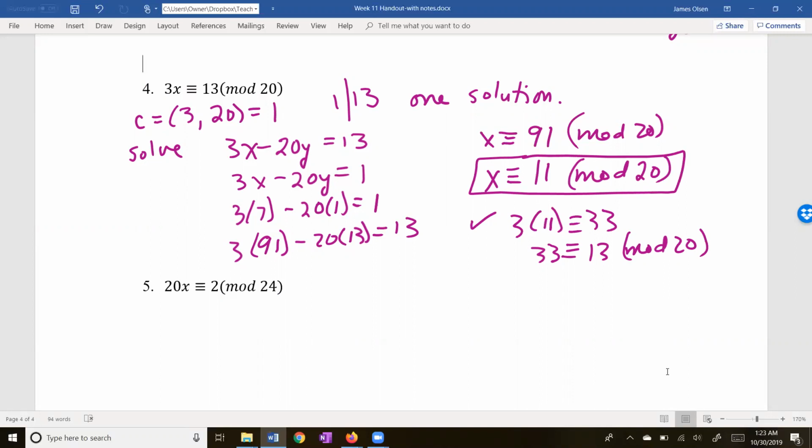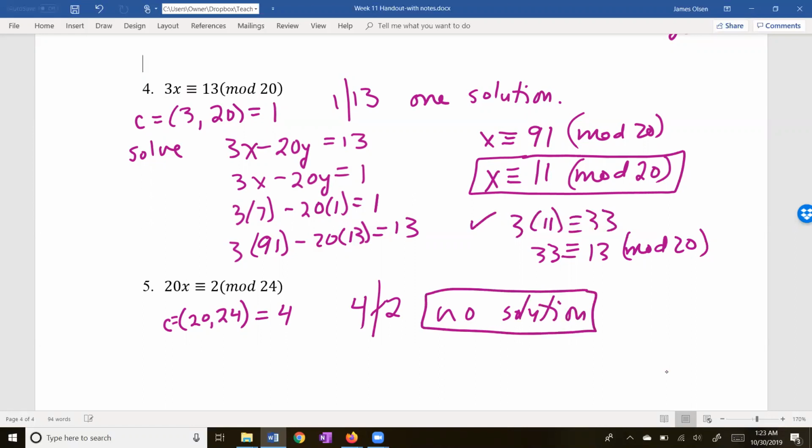Now let's move to our third example. A is 20, B is 2, C is 24. So I take the greatest common divisor of 20 and 24. The greatest common divisor of 20 and 24 is 4. Then I ask myself, does 4 divide evenly into 2? 4 does not divide evenly into 2, which means there is no solution. Put a box around your answer.